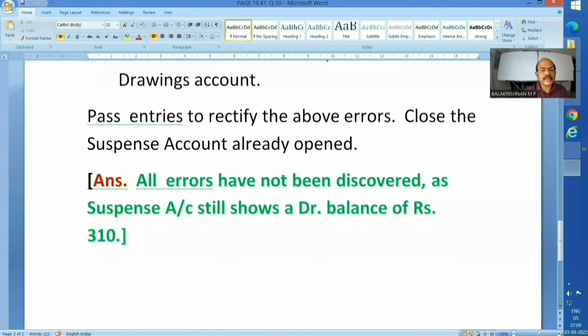Now, the answer hint is that all errors have not been discovered, as the suspense account still shows a debit balance of rupees 310. That's a peculiarity of the sum. That means there are still undetected error or errors. Our answer should ensure that the suspense account is having a balance of rupees 310. Well, I'm explaining you one by one.